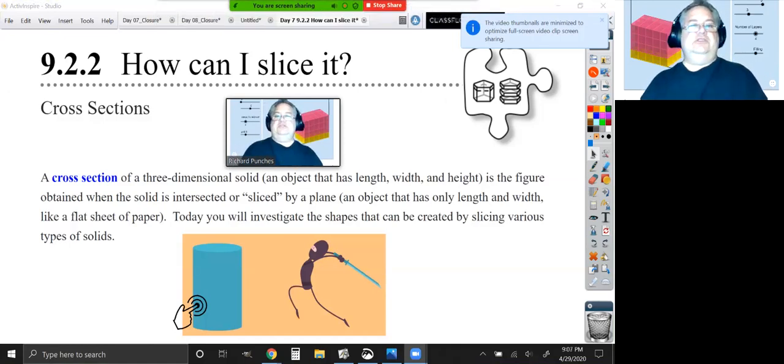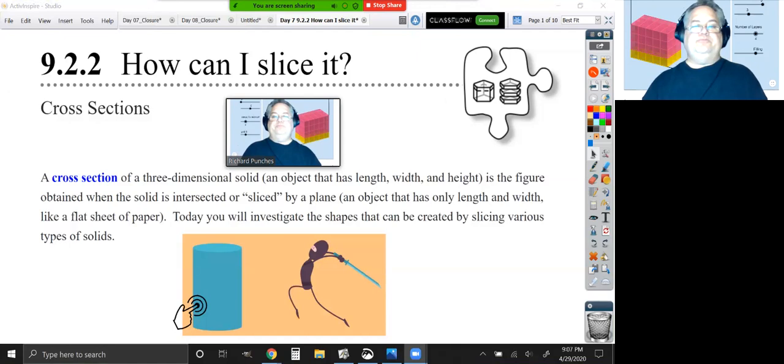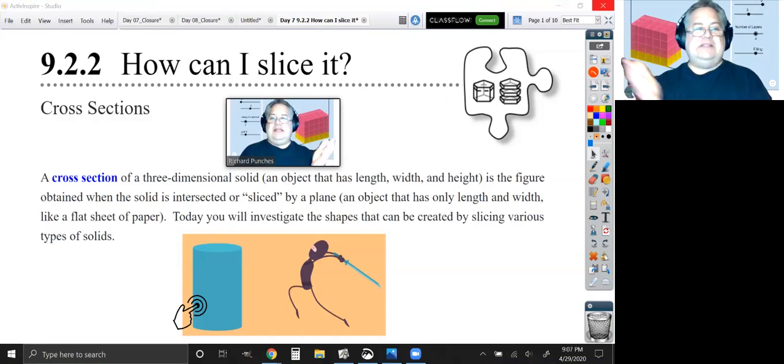We are doing section 9.2.2 today, called How Can I Slice It? It gives you an idea what we're going to be doing. We're going to talk about something called cross sections. A cross section of a three-dimensional solid, like a pyramid or prism or cone, is the figure that's obtained when the solid is intersected or sliced by a plane. A plane is a flat surface like a sheet of paper.